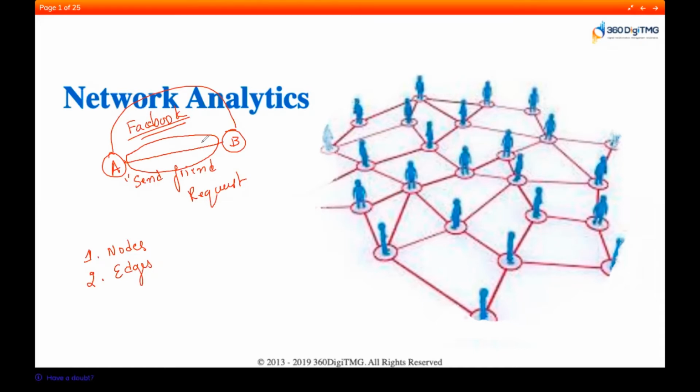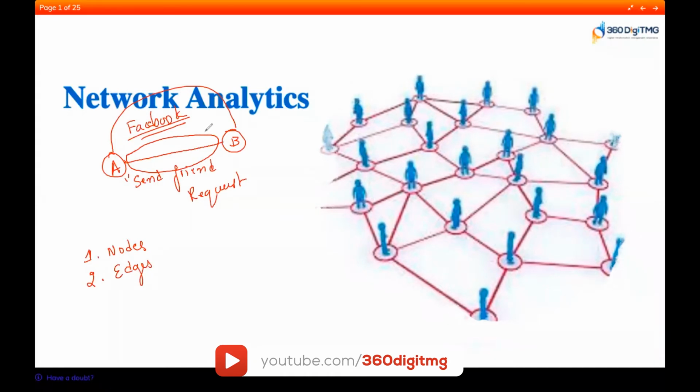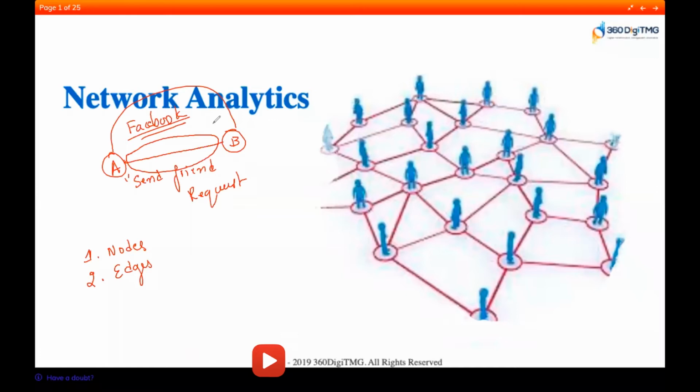The heart of the nodes lies in the edges, not in the nodes. This relationship is available at the edges. It is not available on the nodes. Okay. The whole concept of network is defined using two words, and they are called nodes and edges.